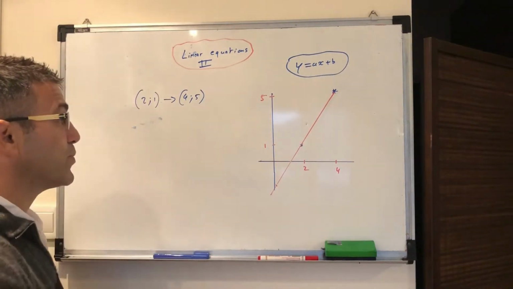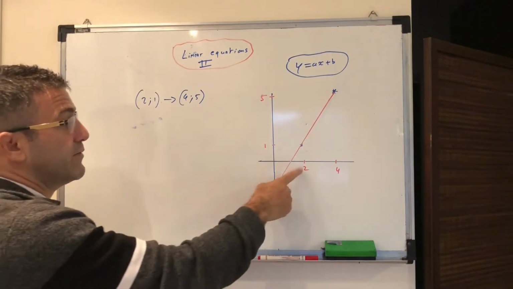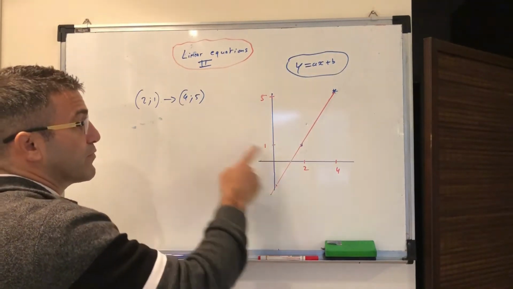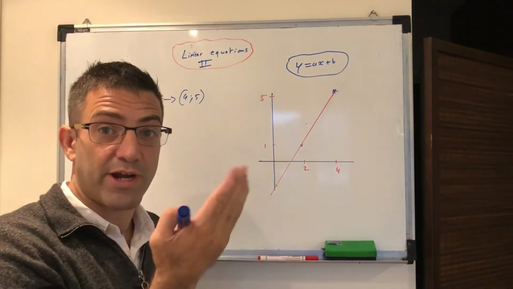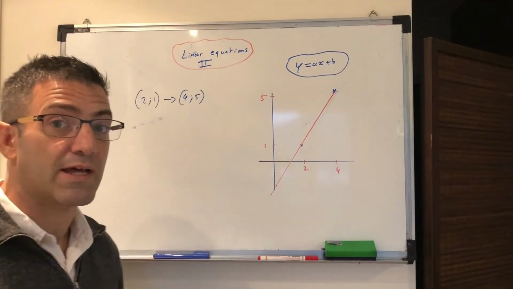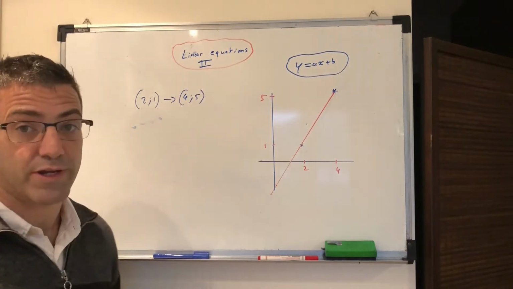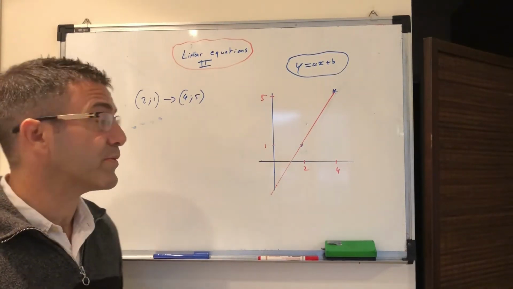So I've given you 2 points here. Here's the point (2, 1). And then here's the point (4, 5). As you can see, the line has a positive gradient. It's a line that's going up, not a line that's going down. So when we do the gradient, we expect to find a line that's going up.